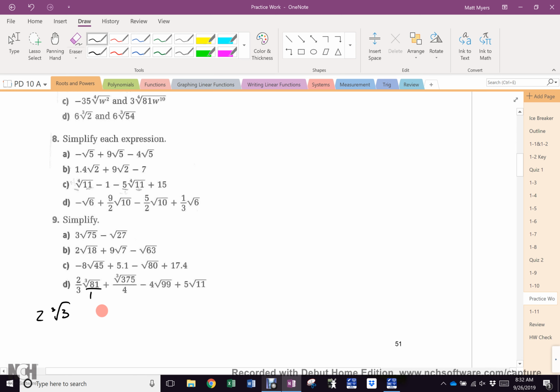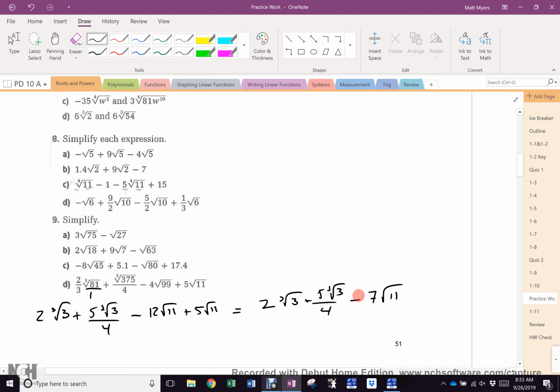Sure. What? 5 comes out. What stayed in? Root 3. So I got 5 cube root 3 over 4. Right? What's 99? What are we doing with 99? What's coming out? 3. So it's minus 12 root 11, yeah? Plus 5 root 11. Now, where is there some simplifying to be done? Looks pretty good to me. 2 cube root 3 plus 5 cube root 3 over 4 minus 7 root 11.